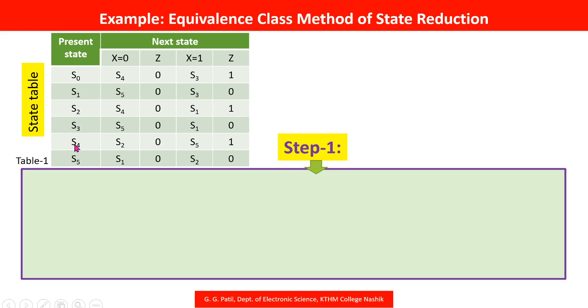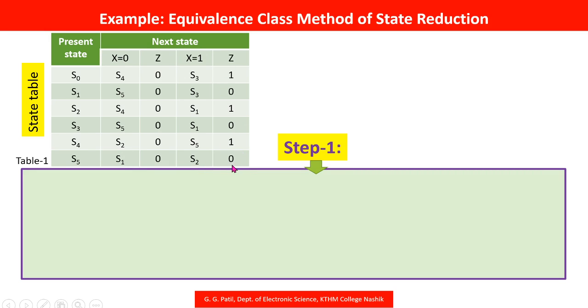Similarly, here for state S4, when input x is 0, next state is S2 and the output z is 0. Here, when input x is 1, next state is S5 and output z is 1. And for the last state S5, when input x is 0, the next state is S1 and output is 0. And for input x equals 1, next state is S2 and output z is 0.